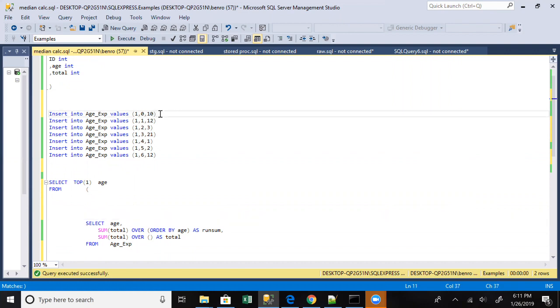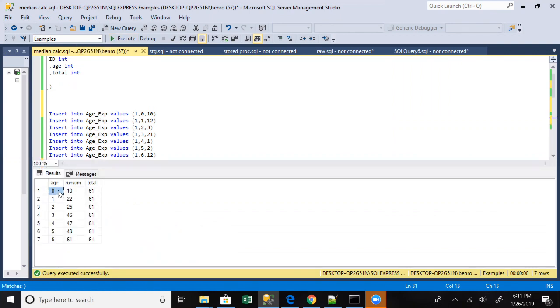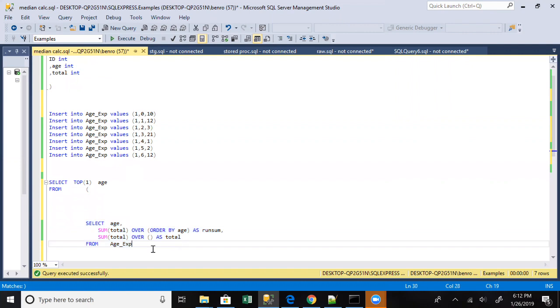So let's look at this in a table really fast just to see what it looks like. For age 0, we have 10 people. For age 1, we have 22 people, right? Because this is 10 plus 12. And then for age 2, sorry, I keep skipping the 0. So age 2, we have 25 people because that's 10 plus 12 plus 3. So that's that rolling function. And then 61 is just the total. We just did that sum here so we didn't have to group by anything. We can just have this sum saved up.